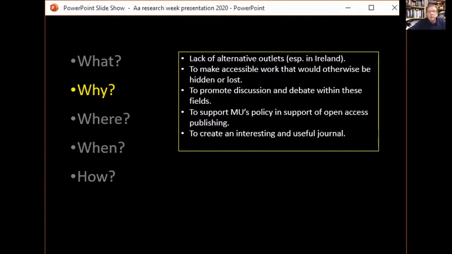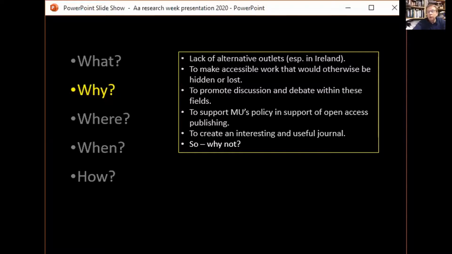So the aim is to make accessible work that would otherwise be lost, and also to promote discussion and debate about subjects that ought to be discussed and debated, so that anything that encourages people to engage in this field is a useful thing. Of course, the activity also supports a Maynooth University imperative in terms of open access publishing, and the bottom line is we just want to create an interesting and a useful journal, and if we manage to do that, then that's a good enough reason on its own.